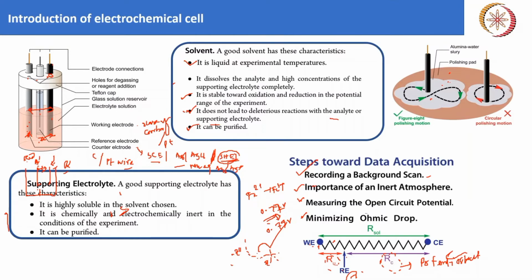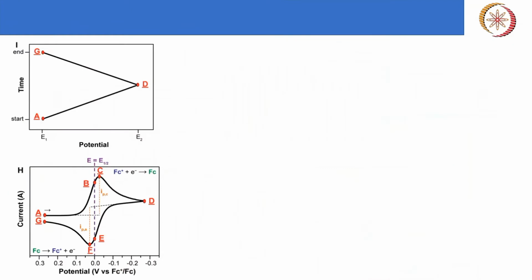You can measure the impedance spectra and you can measure the uncompensated resistance. Okay, so these things are there. Now, we already discussed the typical cyclic voltammogram, or triangular voltage excitation, that we are using.